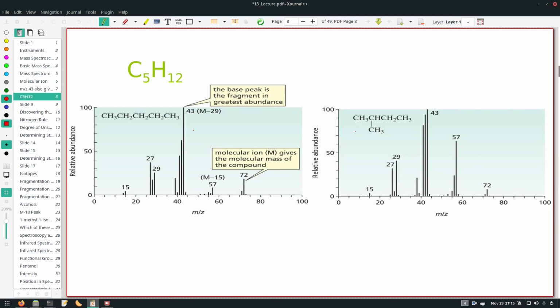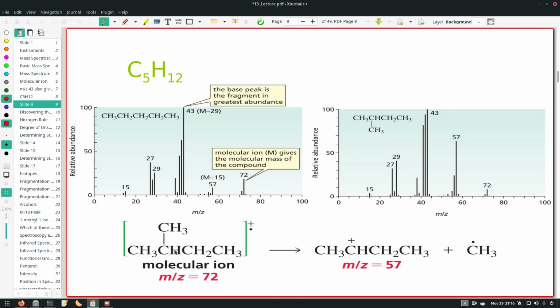So what about that structure makes it happen a little bit easier? Well, if you think about it, if we rip this off as the radical and make that the cation, that's a secondary cation, something we know is far more stable. And sure enough, that's exactly what happens.